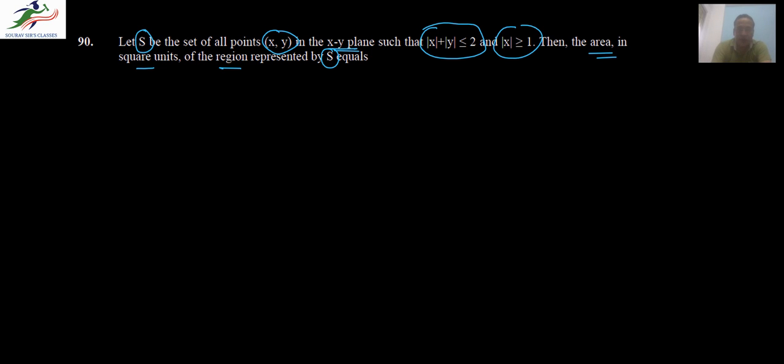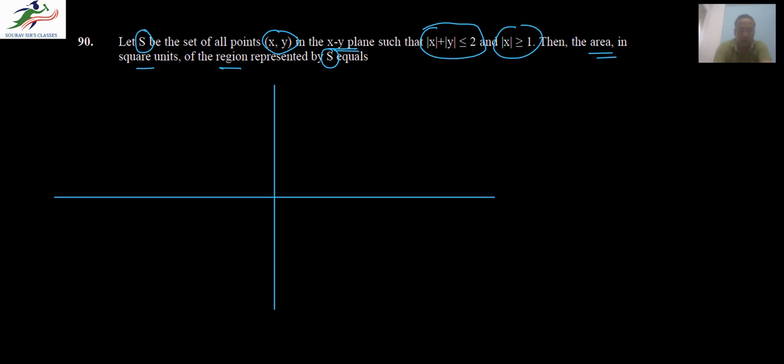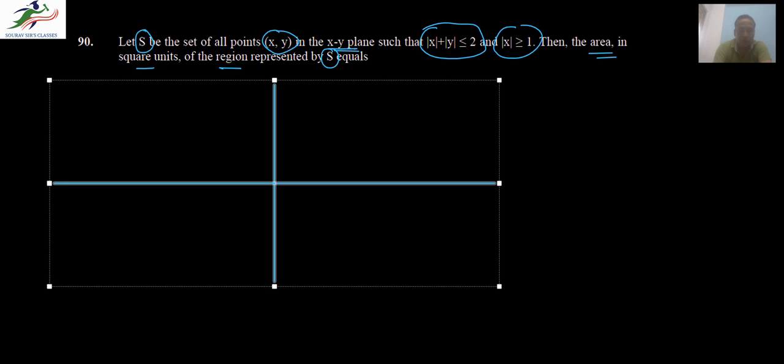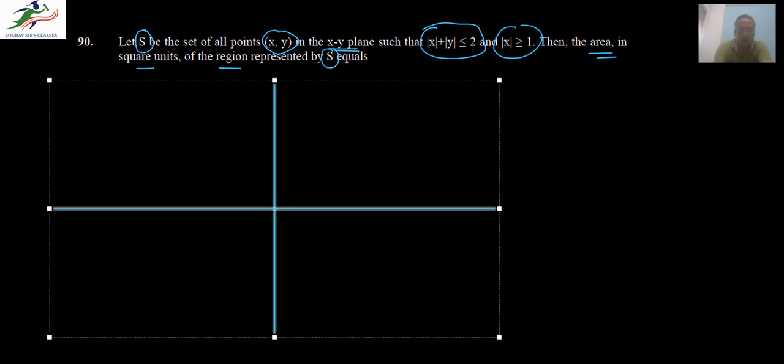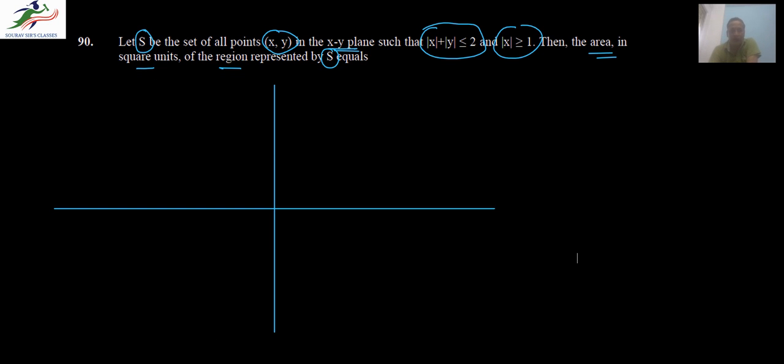So first of all, let's draw the axis so that we can understand what is given. So we are given the xy plane, that is this is my y-axis and this is my x-axis, and we are given two inequalities. So the first is mod x plus mod y is less than equal to 2.